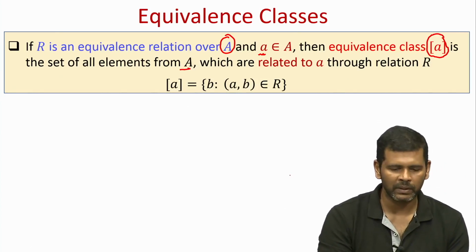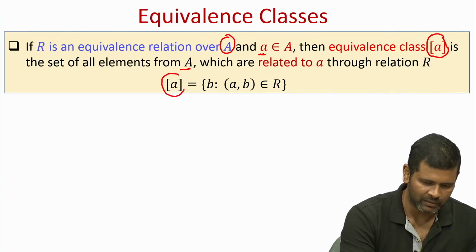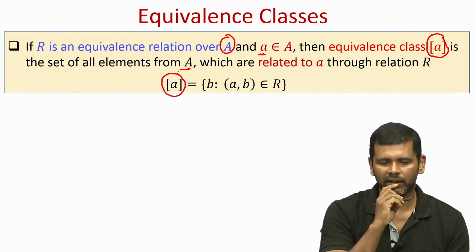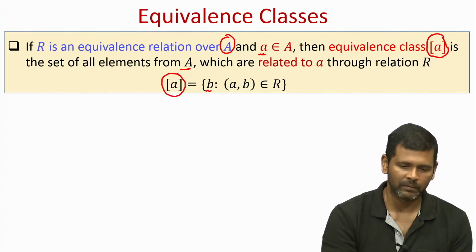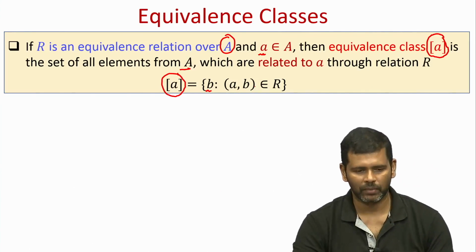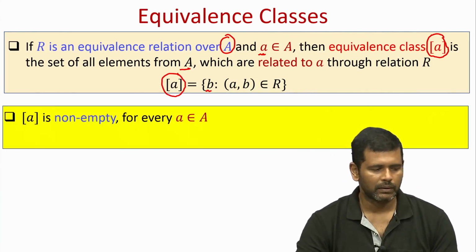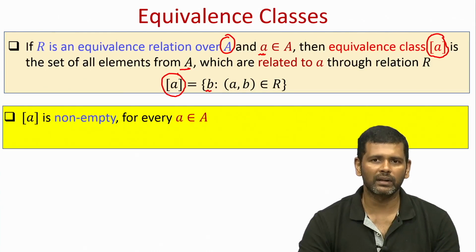Okay. Formally, this equivalence class is a set, a subset of your set A, having all the elements B from the set A such that A is related to B. That is the equivalence class of an element A, and now this equivalence class satisfies some very nice properties.